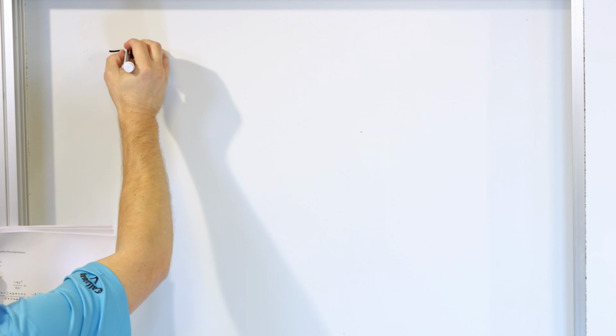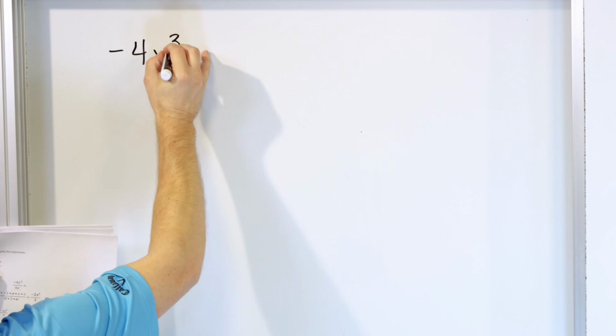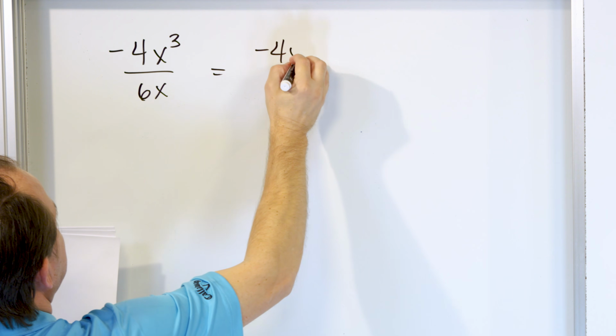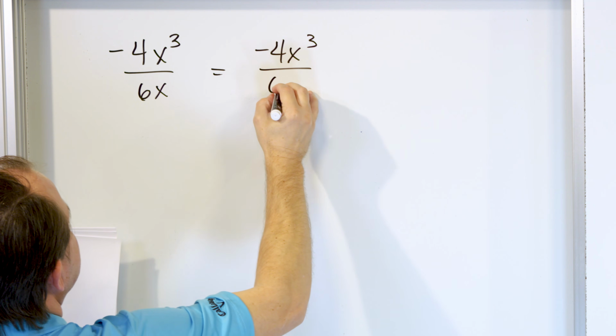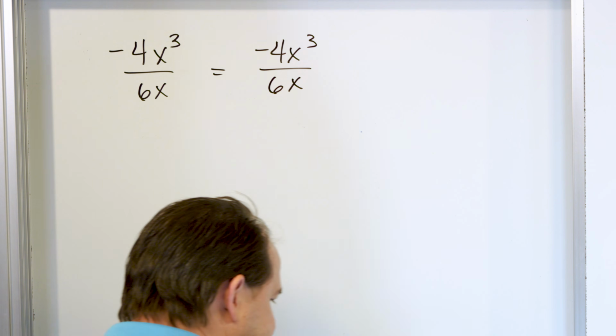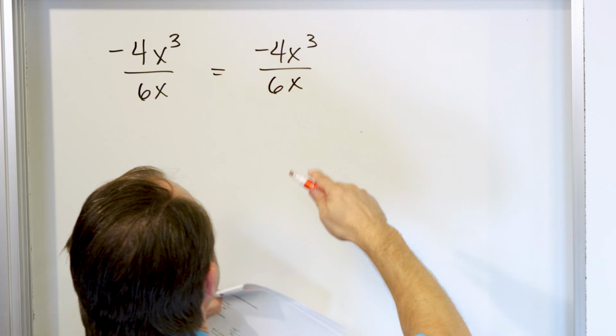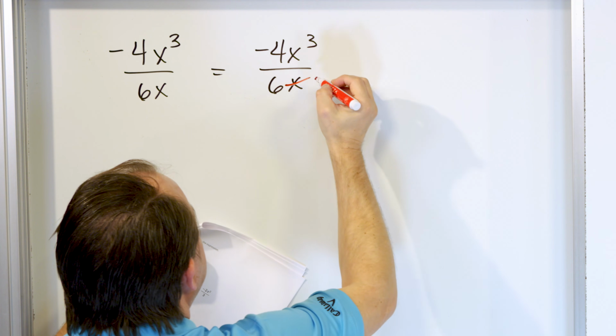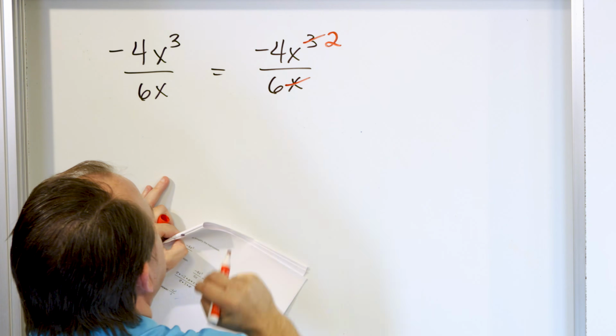All right, we only have 3 more problems. What about negative 4 x cubed over 6x? I'm going to rewrite it before I mark it up. Negative 4x cubed over 6x. Now, the way I like to think about these is to think about canceling. I have a single x here, and I have 3 of them multiplied here. So this single x will cancel with one of them, leaving 2 behind.